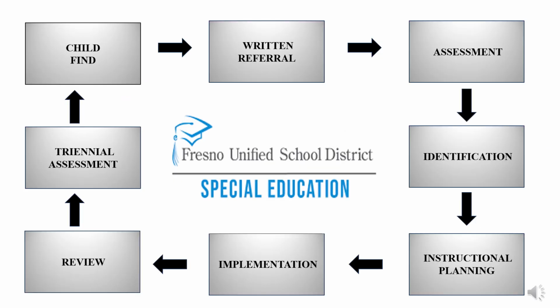On this slide, we have the process in which a student must go through to be eligible to receive special education services. First, students are found through Child Find, then a written referral is made. Students are then assessed and then identified for disabilities. An IEP is planned, implemented, and then assessed.